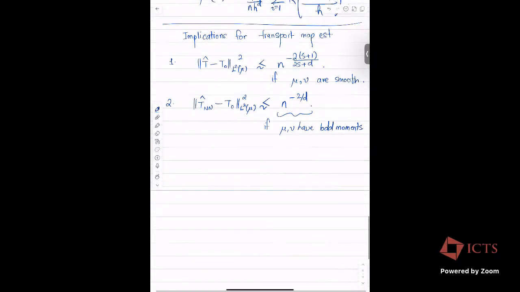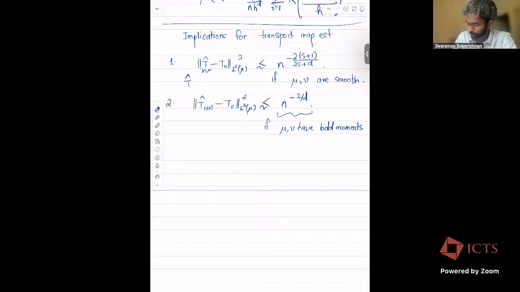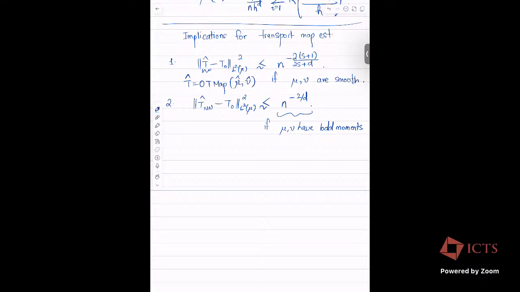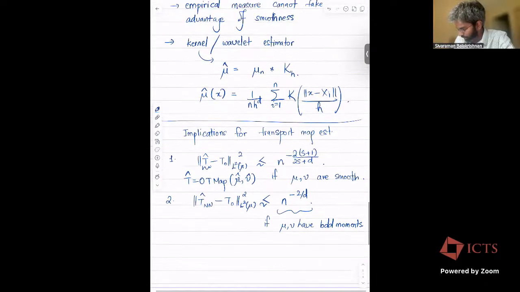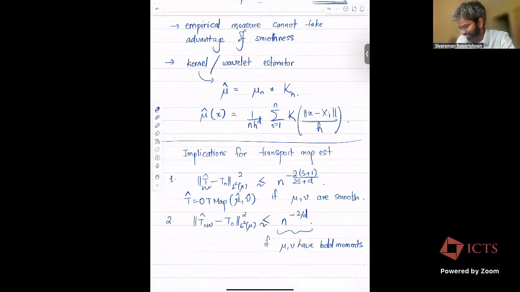Okay, so now, Shiva, in the first condition, that's for some kernel being used, right, to estimate the distribution? Exactly. So this T hat is the OT map between the kernel density estimates mu hat and nu hat, say. Does it matter what kernel you use? Yes, it does.